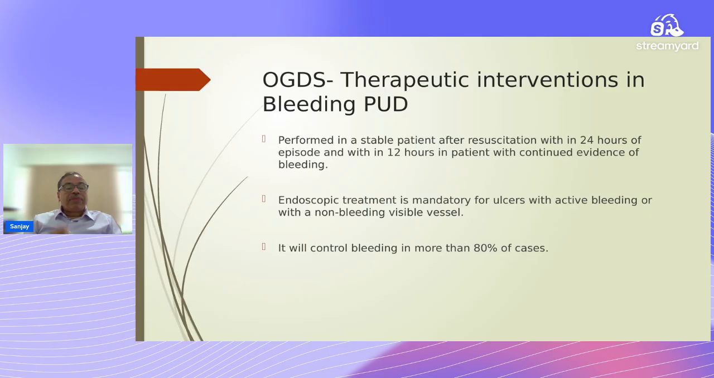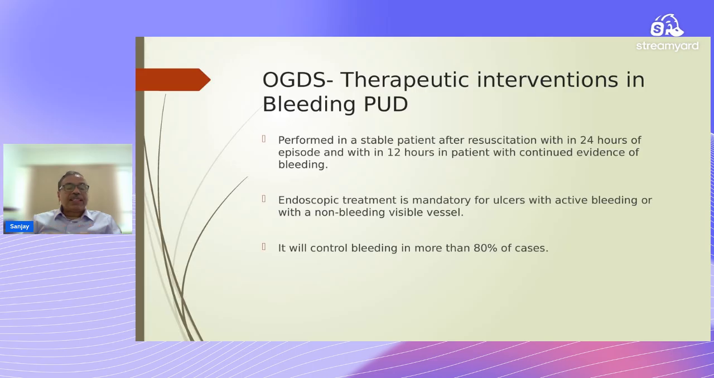Now, what are the different therapeutic interventions which you would be able to do from OGDS or esophagogastroduodenoscopy in a case of bleeding peptic ulcer disease? We have already seen that OGDS or endoscopy should be performed in a stable patient after resuscitation, preferably within 24 hours of a first episode of bleed and within 12 hours in a patient with continued evidence of bleeding. It is mandatory for ulcers with active bleeding or with a non-bleeding visible vessel.